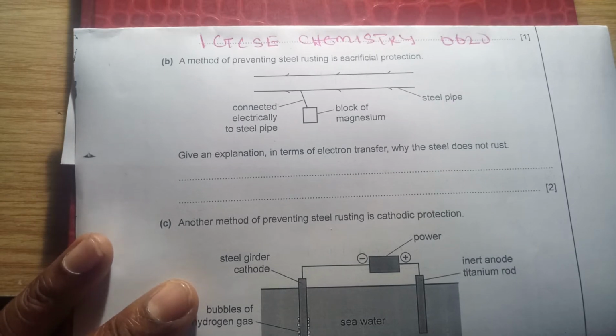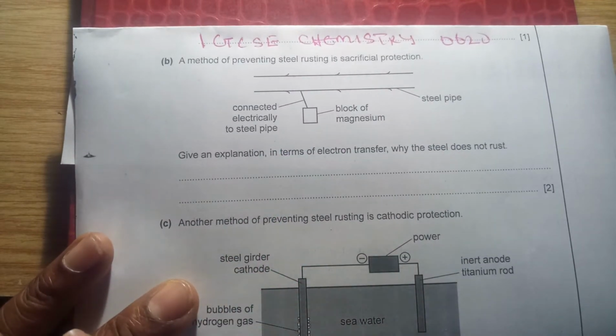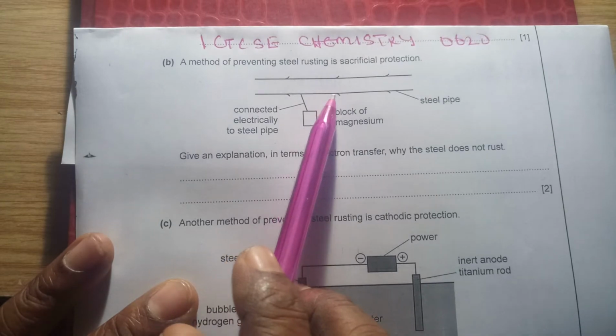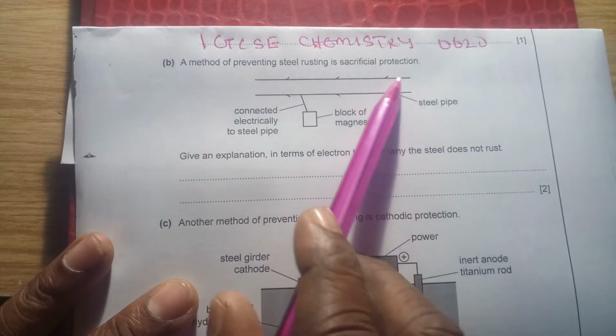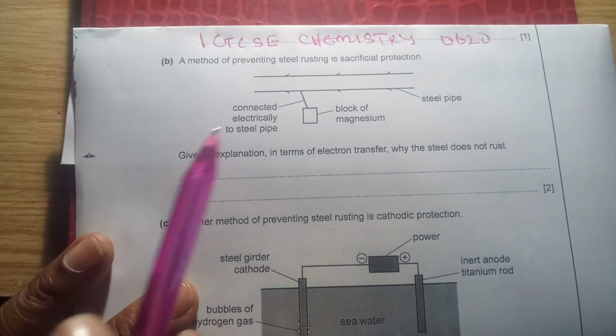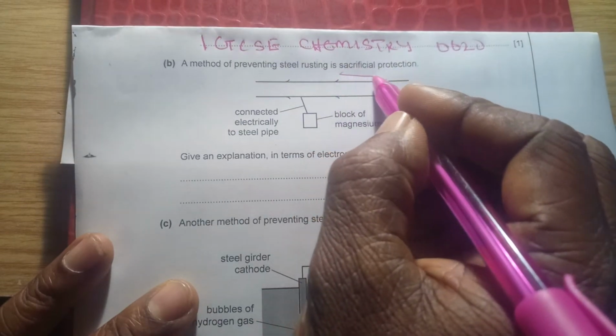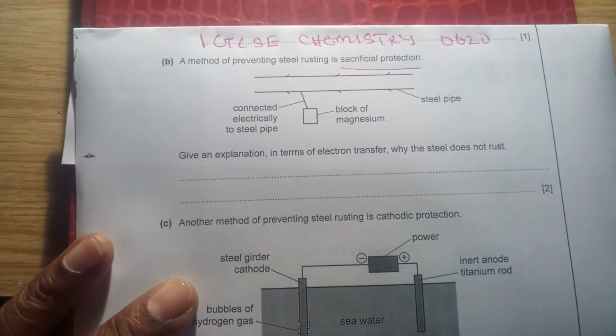It is not cathodic protection using an inert electrode. Rather, it is sacrificial protection, because there is no battery. There is no power supply. So this one is definitely sacrificial protection, because there is no battery or power supply that pumps the electrons around the circuit, and there is no inert anode, right?